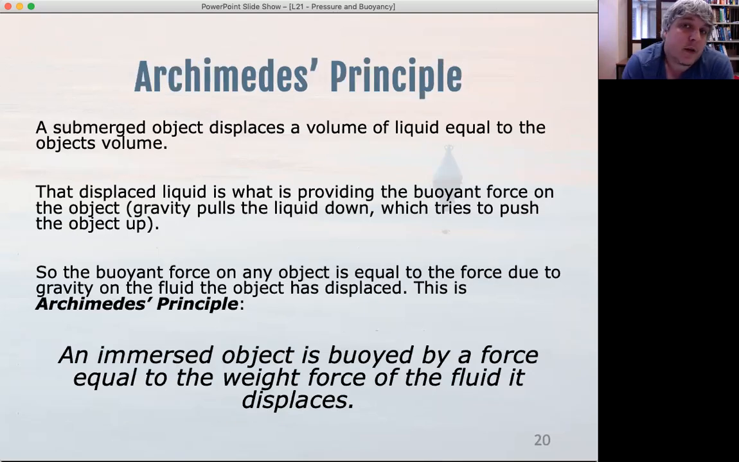And Archimedes is the one that realized this, and he put this all together in his principle. And the idea is just that the buoyant force on the object is equal to the weight force of the fluid displaced by the object. So you take the volume of the object and then you say, for that volume of the fluid, what's the weight force of that? And that'll be the buoyant force on the object. It's that simple.